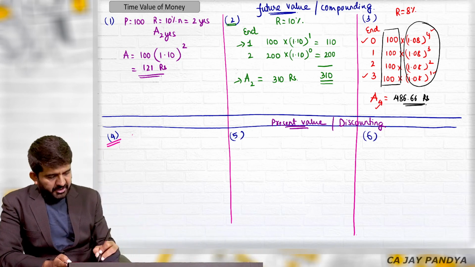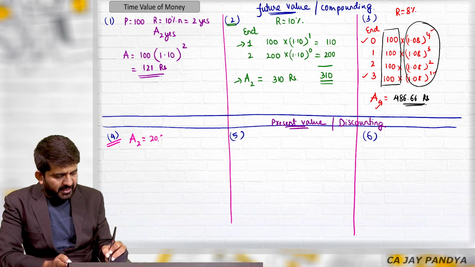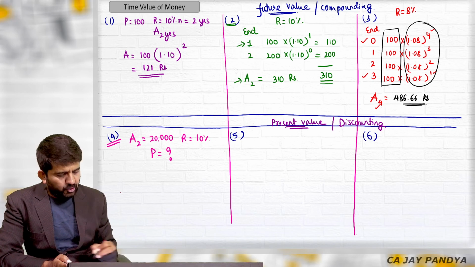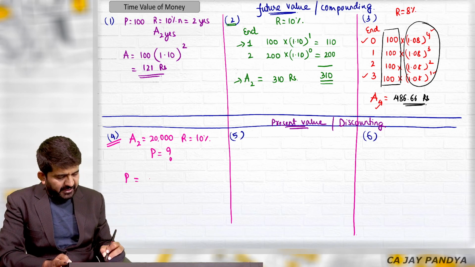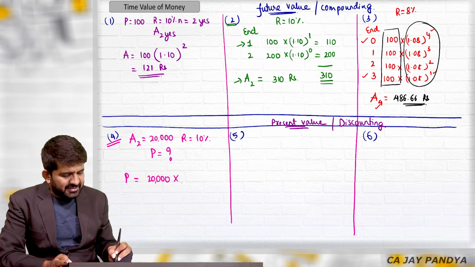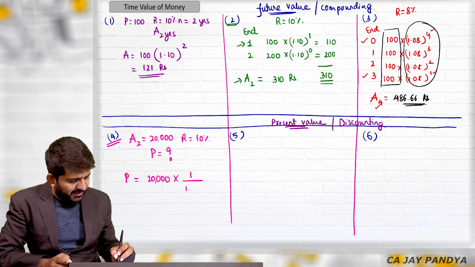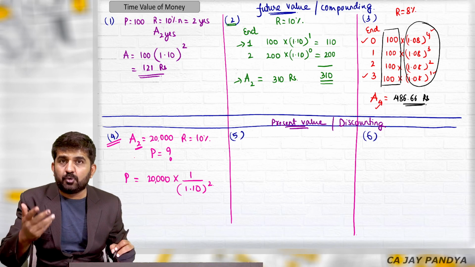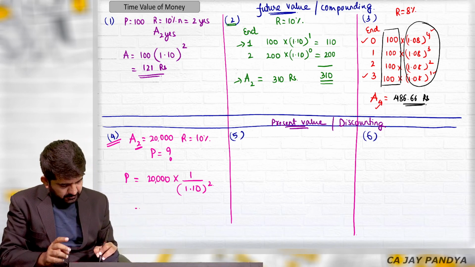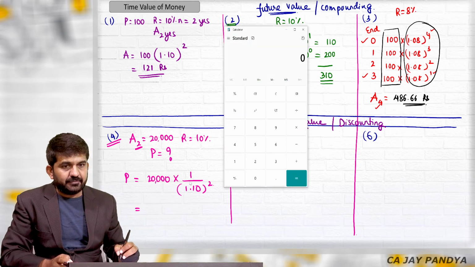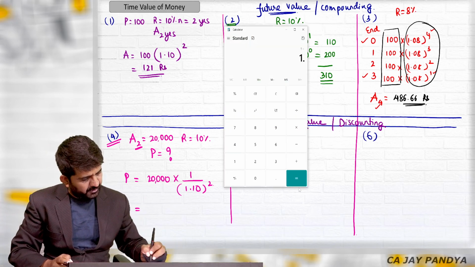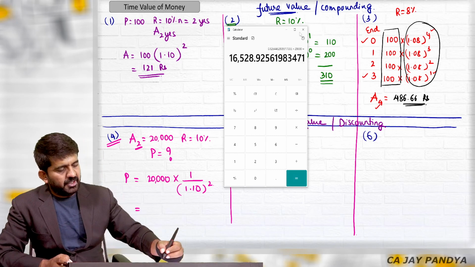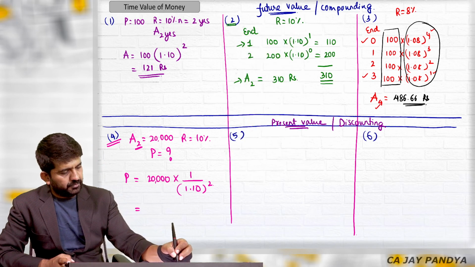now present value questions. If the amount after 2 years is 20,000 and the rate of interest is 10%, what will be the amount today? How will you find out? Present value is 20,000. See, now you are discounting. So it will be 1 divided by 1.10 raised to 2, because this is the amount after 2 years, you will have to take out the interest of 2 years. How to find out this answer? 1 divided by 1.1 is equal to, multiplied by 20,000. It is 16,528.92.